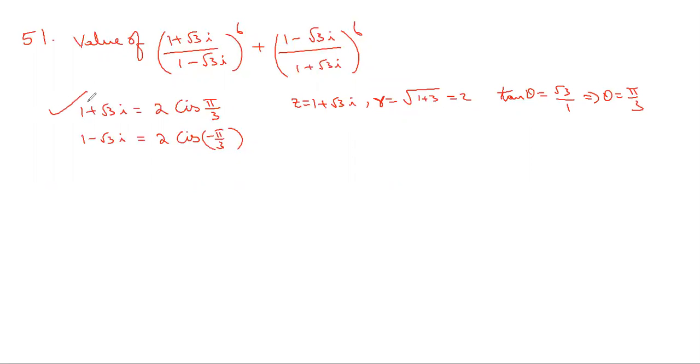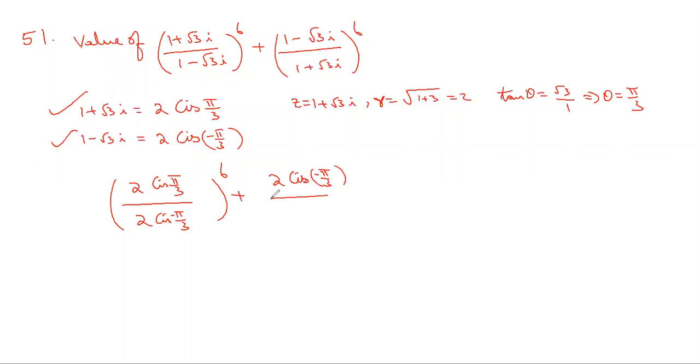That's how we get this. And similarly, we get this. And if you substitute both of them, the 2 cis pi by 3 by 2 cis minus pi by 3, the whole power 6 plus 2 cis, this is not cos, cis, cos theta plus I sine, minus pi by 3 by 2 cis pi by 3, the whole power 6. The 2 get cancelled here and here.